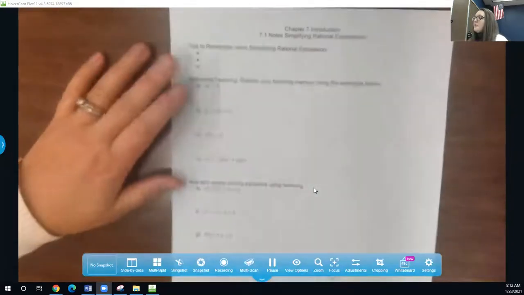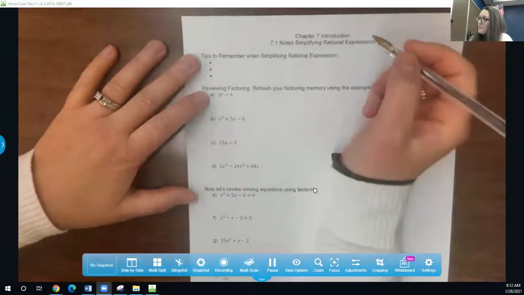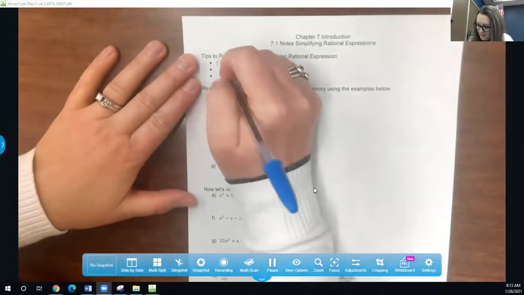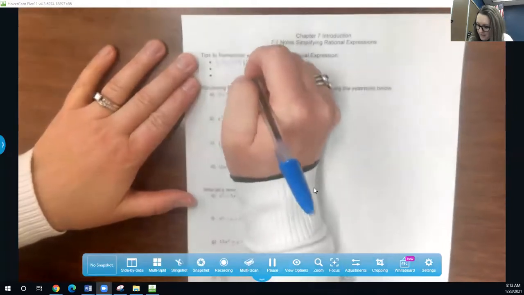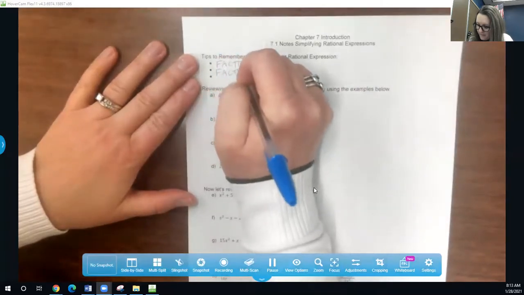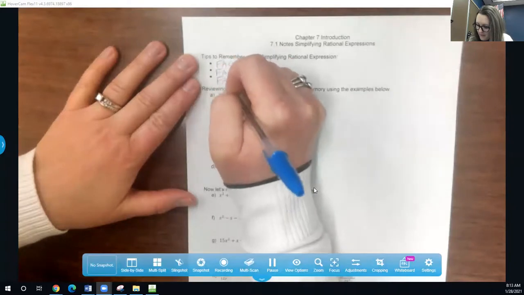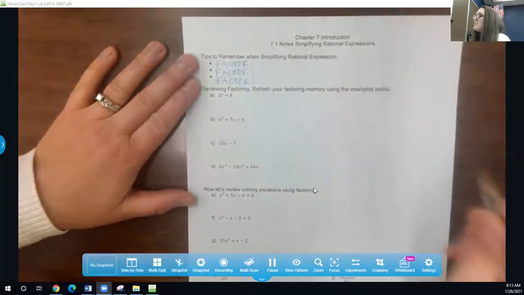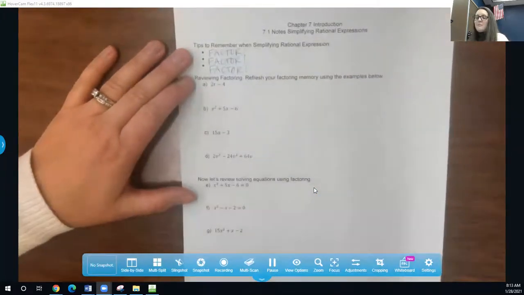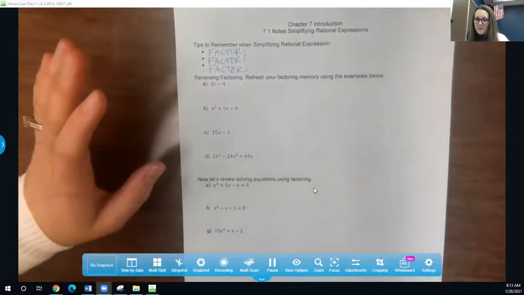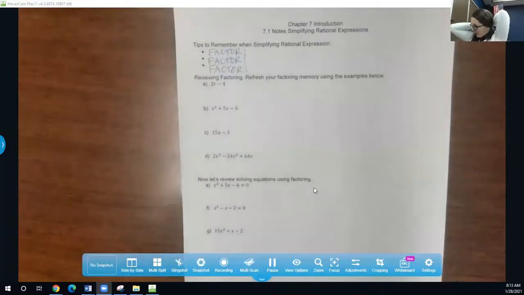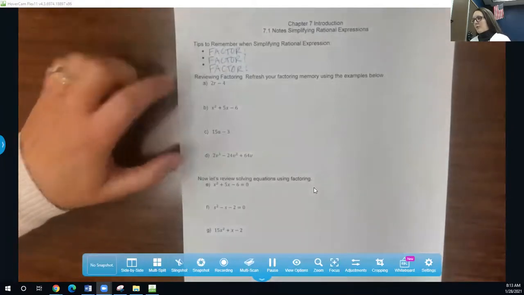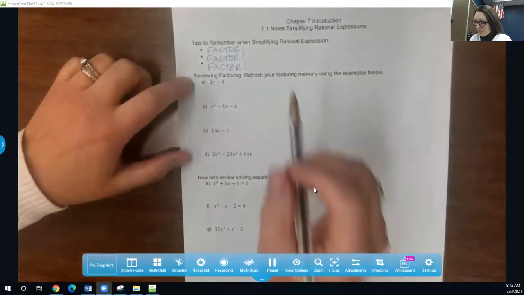Today's just our introduction. We're going to be reviewing some things like factoring and solving through factoring. But let's start with some tips to remember when simplifying rational expressions. And I'm going to tell you this 3 times. Factor, factor, factor. Those are your 3 tips. You can put exclamation points on them. You may have to factor multiple times before you begin to cancel anything out or before you get to simplify things. But that's our key word here.